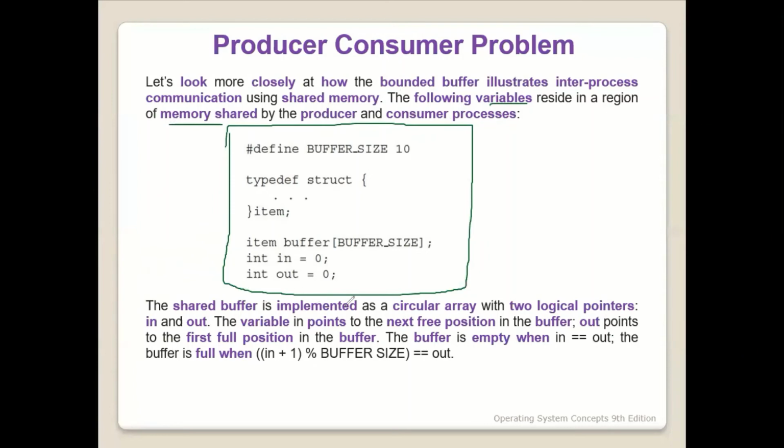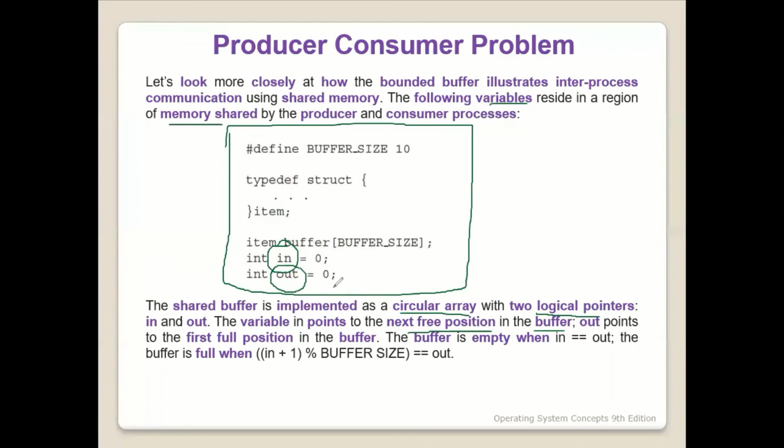So the shared buffer is implemented as a circular array with two logical pointers. So it's going to be considered as a circular array. You know the circular queue, it is a circular array, so there is no end for the array. Can you get the idea? So the variable in points to the next free position in the buffer. Out points to the first full position. So here there are two variables. Just remember these two variables.